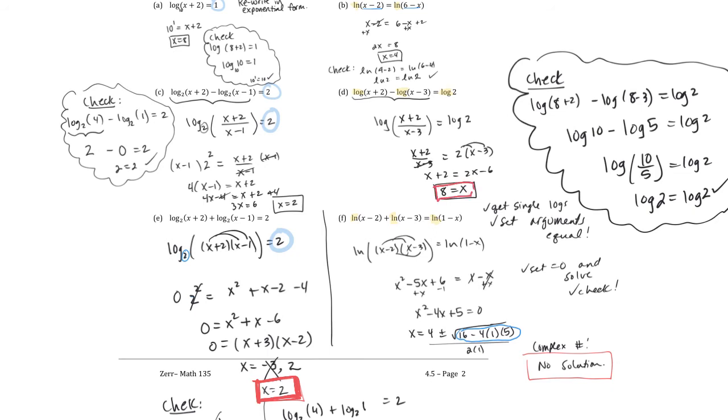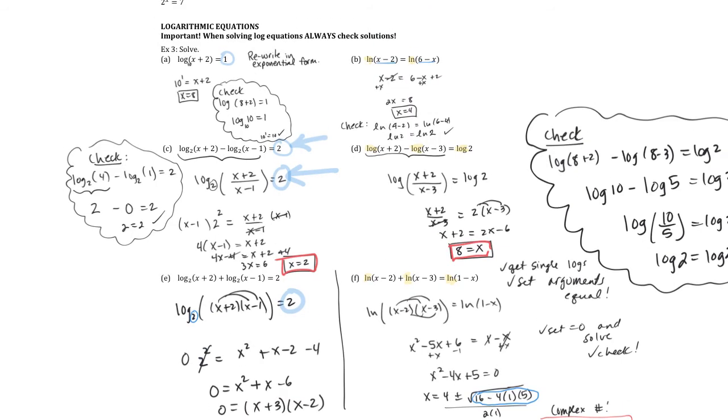And just remember there's two different kinds of processes with these, so just analyze your problem. If you have a constant term, you're going to rewrite using exponent form. If you have logarithms on each term, then you're going to get a single log. Then you're going to set the arguments equal, and then you can go through and solve that equation.